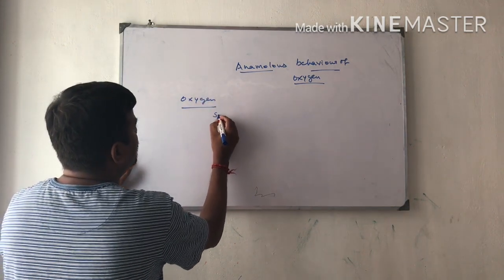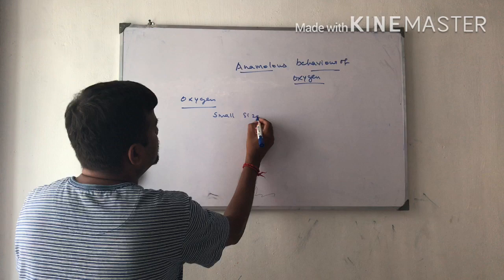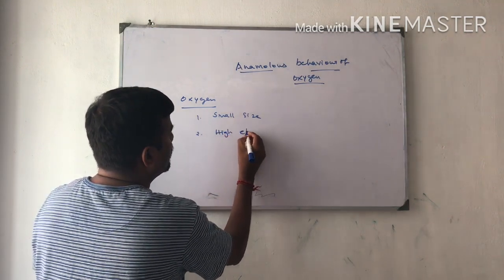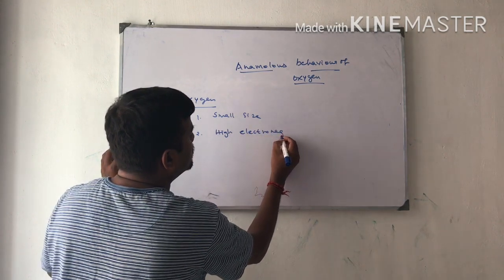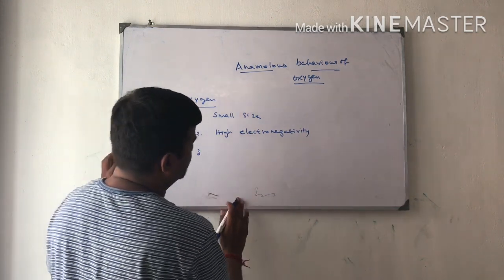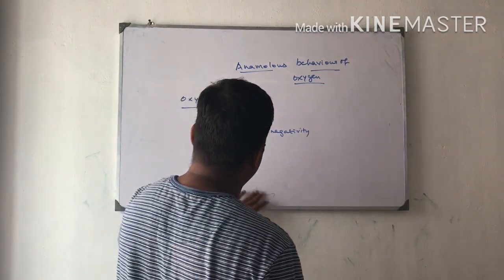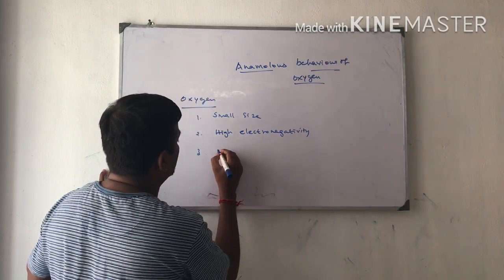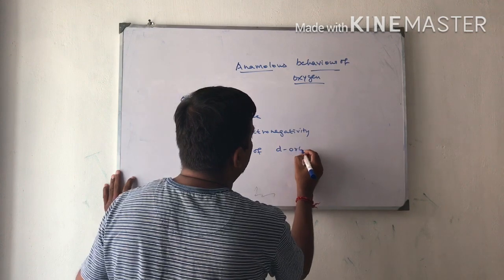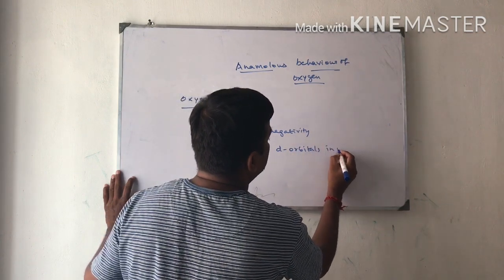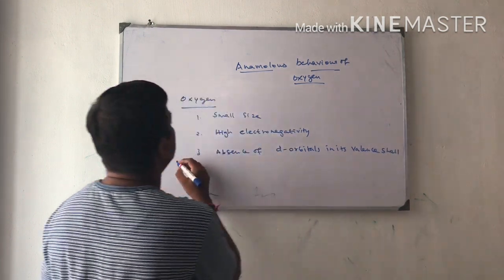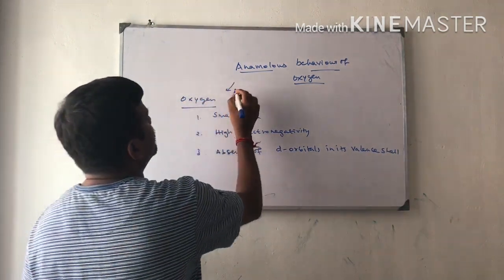One is its extremely small size. The second one is its high electronegativity; it is a highly electronegative species. The third reason is the absence of d orbitals in its valence shell. These are the three anomalous behaviors of oxygen.